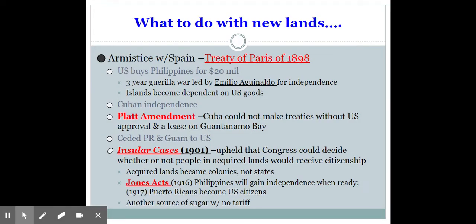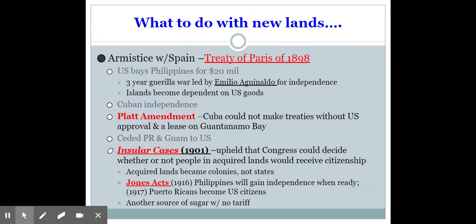But this is going to open up some pretty interesting conversations. So, the United States has never had colonies. We were once a colony. We didn't like it very much. We had a revolution so we could be an independent nation. But we will have an armistice with Spain, what's now our third Treaty of Paris of 1898.